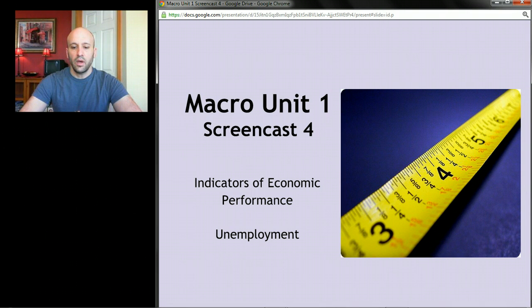On to our fourth screencast now, and this one's about unemployment, which is the second of the two indicators of economic performance that we're going to learn about in this unit. The three are GDP, unemployment, and inflation, which we'll see in the next screencast. And taken together, those three measures are basically how we're going to be measuring how the economy is doing.